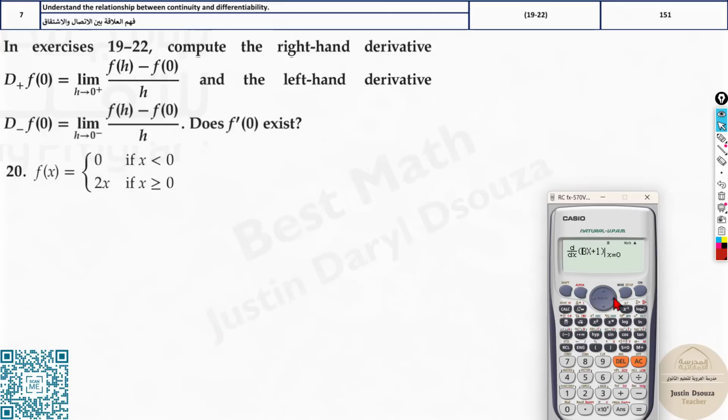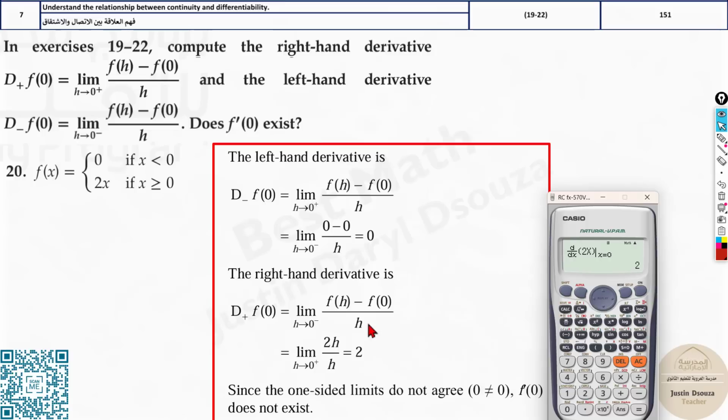Similarly, you can try the other problems. It's all at 0, so I'll just change this to 0. The answer is 0 itself. Obviously, it's a constant. And then 2x at 0 will be 2. So again, it doesn't exist. Why? They do not match. 0 is not equal to 2. The limits do not agree. Why? Because 0 and 2 aren't equal, so it does not exist.